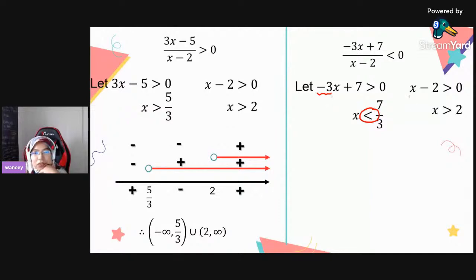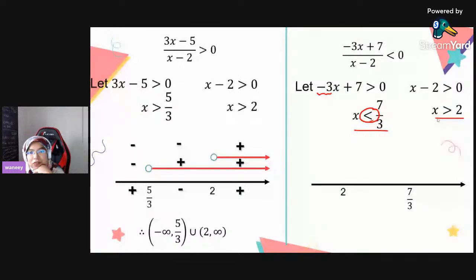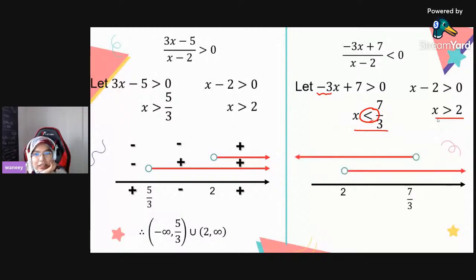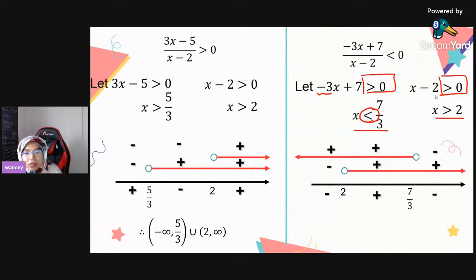Again, we got 2 values over here. Let us draw the number line. So 2 and 7 over 3, with 7 over 3 to the left and 2 to the right hand side. Since I'm assuming them to be greater than 0, that means on top of my line, everything should be positive. Those without the line should be negative. And of course we need to make the conclusion afterwards, by multiplying the plus and minus signs. So negative, positive, negative.